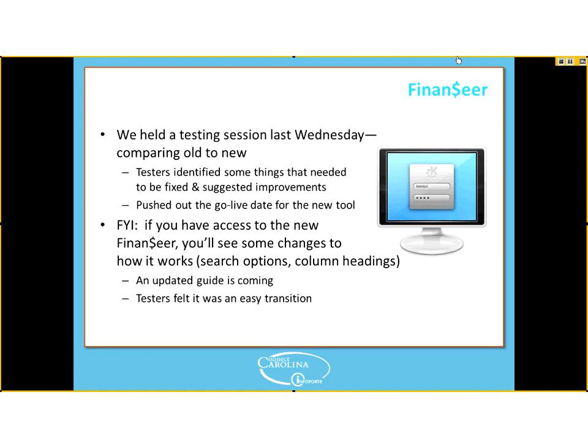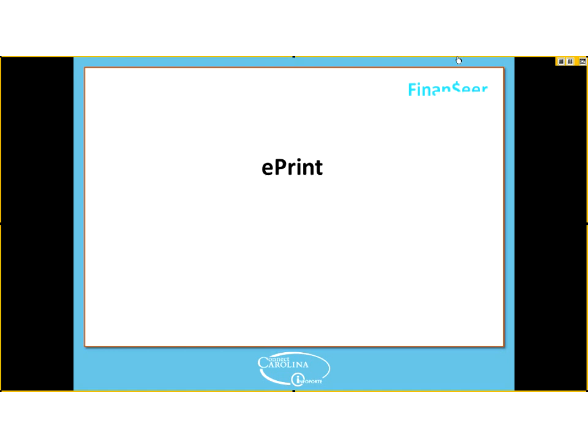So you'll notice that the search options have changed just a little bit. The column headings have changed just a little bit. We are doing an updated guide for you guys, so that'll be available when the tool goes live. And we asked the testers what they thought, and they said it was a very easy transition, and they figured it out super quick. So anyway, just wanted to let you know what was going on there.